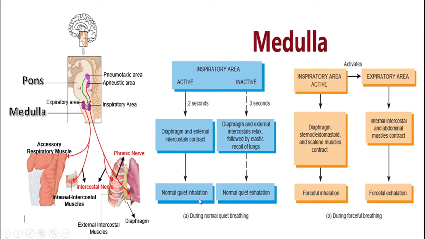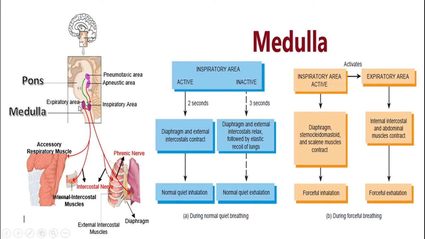Remember, even when all incoming nerve connections to the inspiratory area are cut or blocked, neurons in this area still rhythmically discharge impulses that cause inhalation. At the end of 2 seconds, the inspiratory area becomes inactive and nerve impulses cease. With no impulses arriving, the diaphragm and external intercostal muscles relax for about 3 seconds, allowing passive elastic recoil of the lungs and thoracic wall. Then, the cycle repeats. The neurons of the expiratory area remain inactive during quiet breathing.